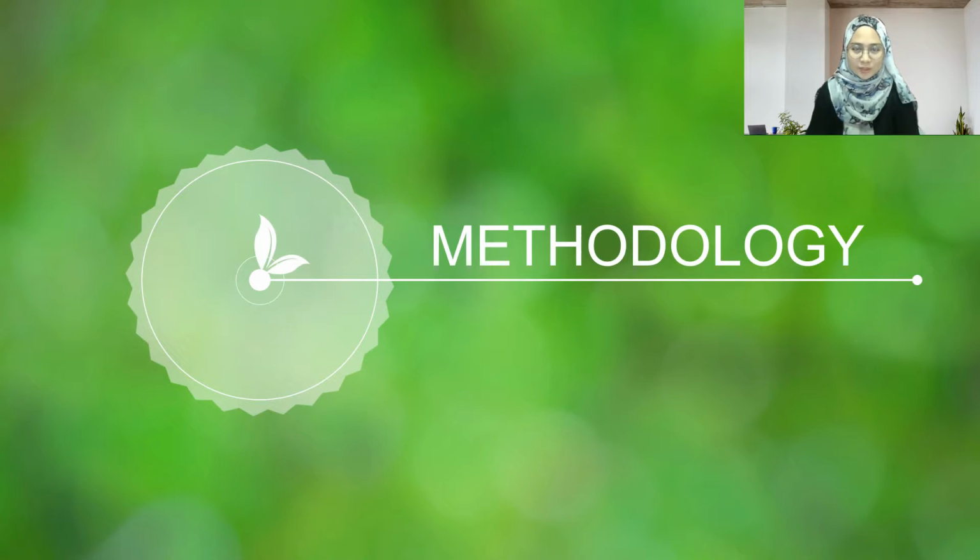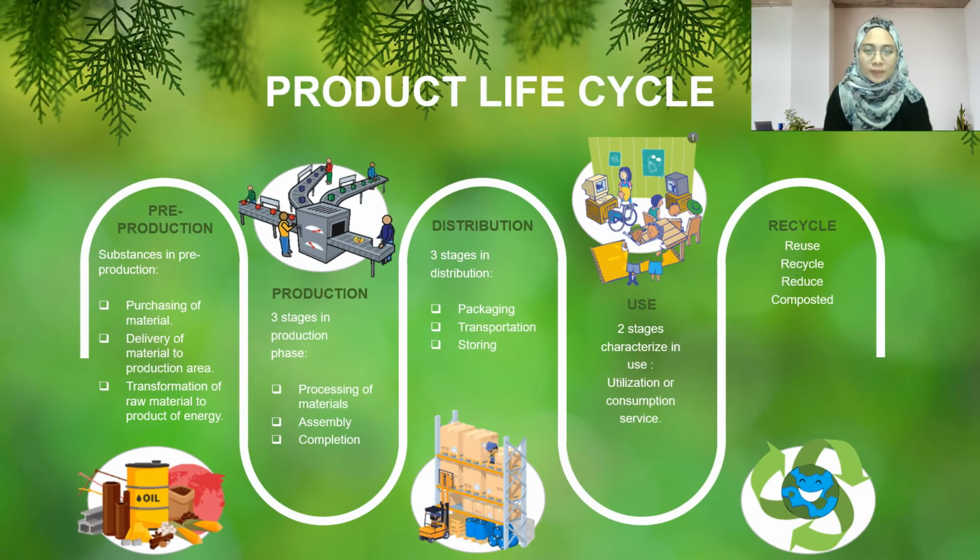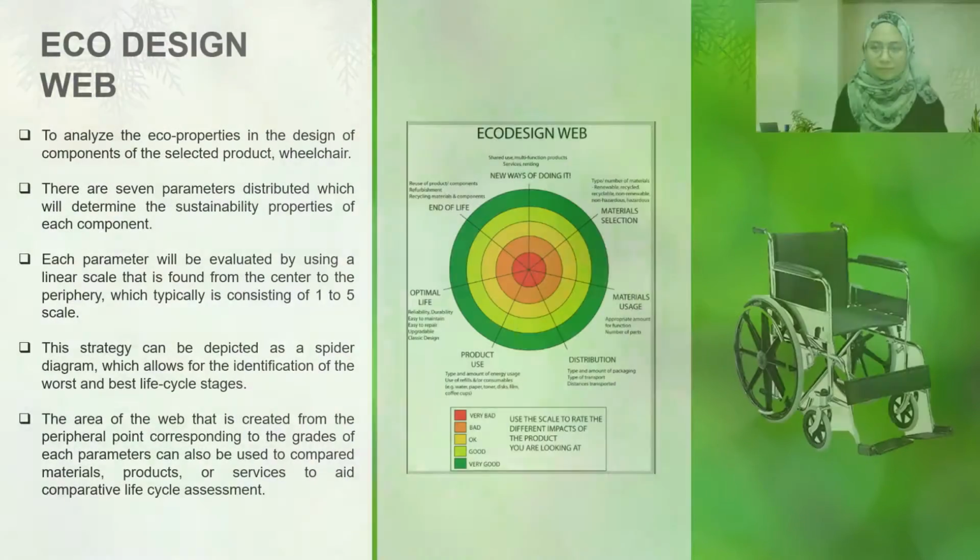Hi, my name is NORSHAMIRA. I will explain about the methodology part in this project. The main purpose of a life cycle is to reduce the product resource consumption and emission while also improving the socio-economic performance throughout its life cycle. As shown in the slide, this is the typical product life cycle, which begins with the pre-production, also known as raw material, then moves to product production, distribution, use, and ends with recycling.